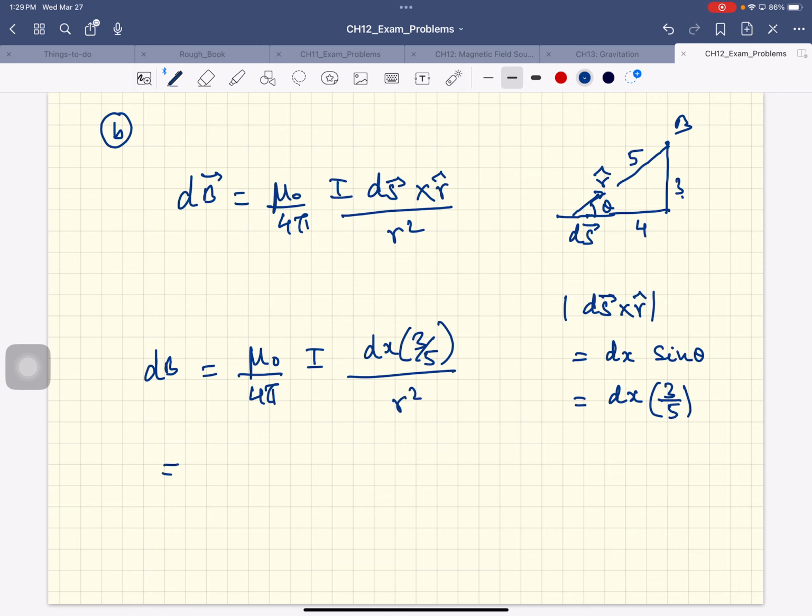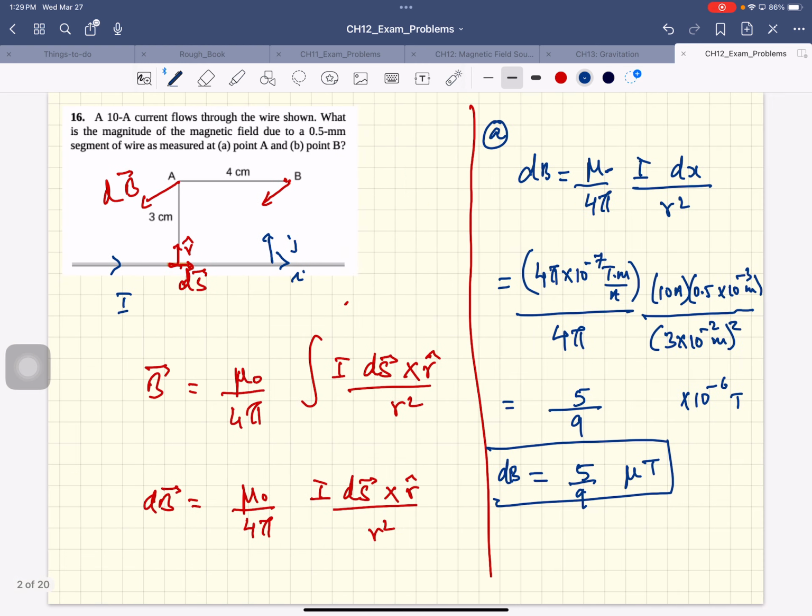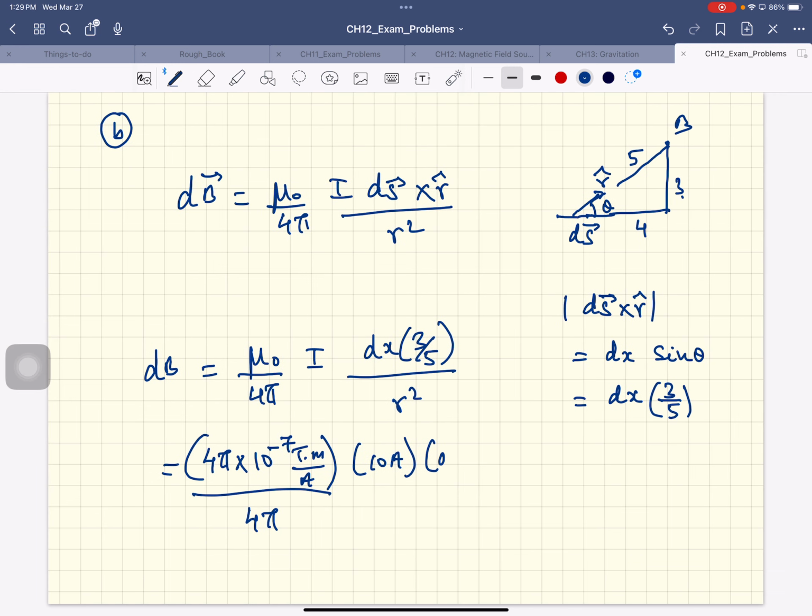Mu naught over 4 pi is 10 to the minus 7 Tesla meter per amp. The current is 10 amps. dx is half a millimeter, 0.5 times 10 to the minus 3 meters. What is r? r is 5 centimeters. And then dx times 3/5. There was a 3/5 from the sine theta.